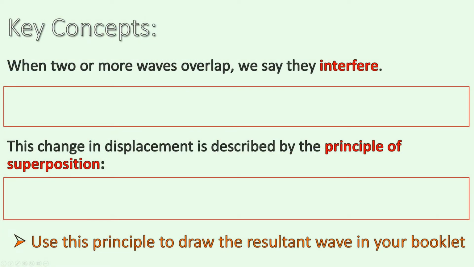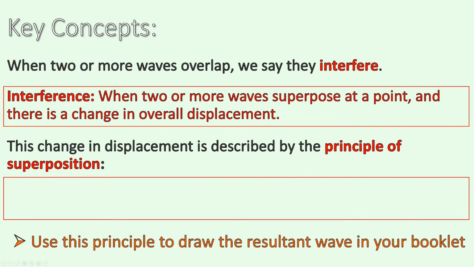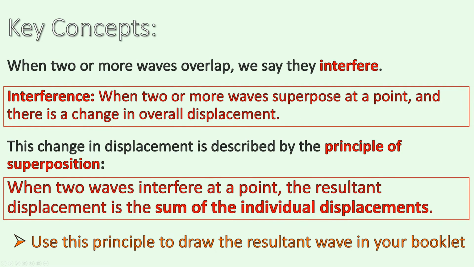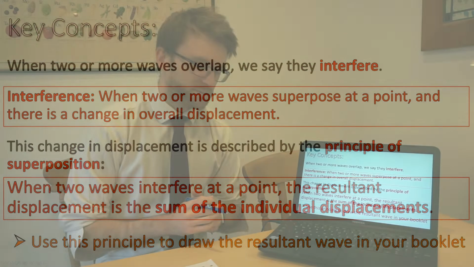When two or more waves interact, we say that they interfere. Interference is when two waves superpose and there's a change in overall displacement. Interference is governed by the principle of superposition. The principle of superposition states that when two waves interfere at a point, the resultant displacement is the sum of the individual displacements. So add up the displacements and that includes negative displacements. They will subtract from the total value.